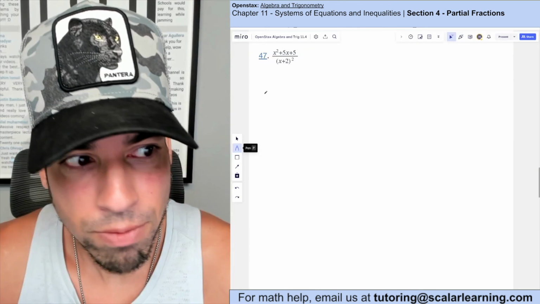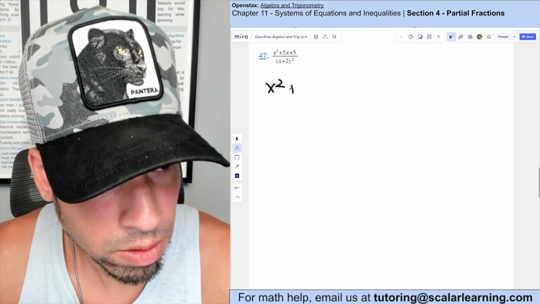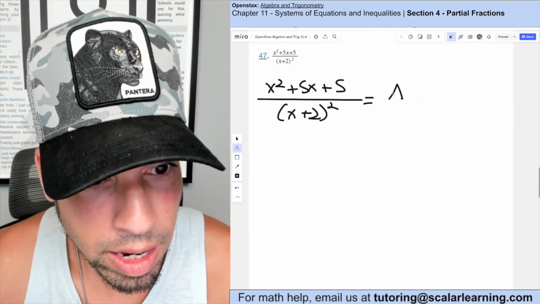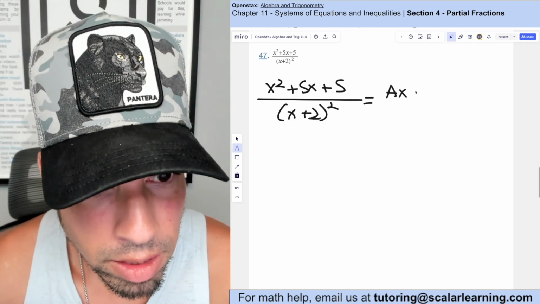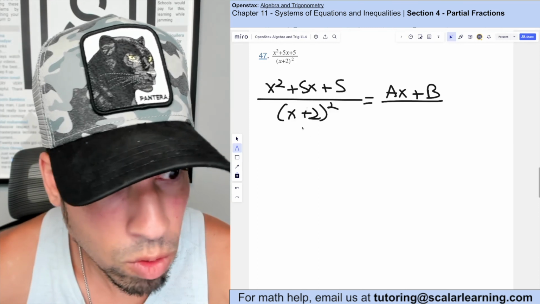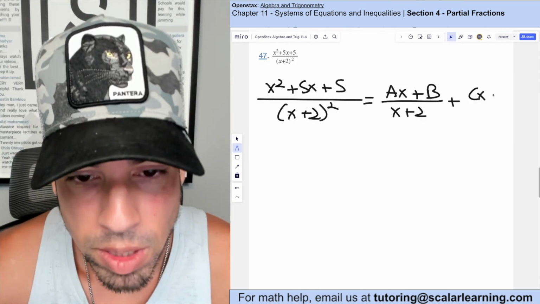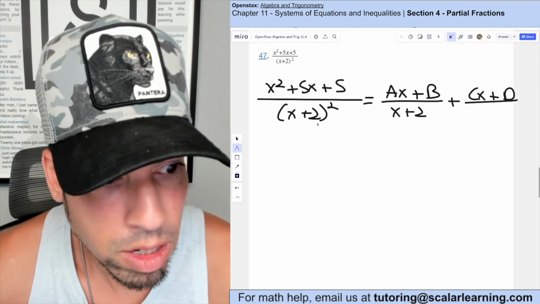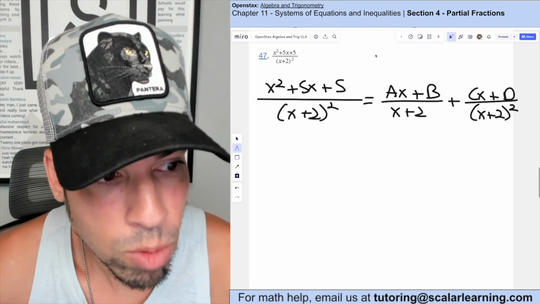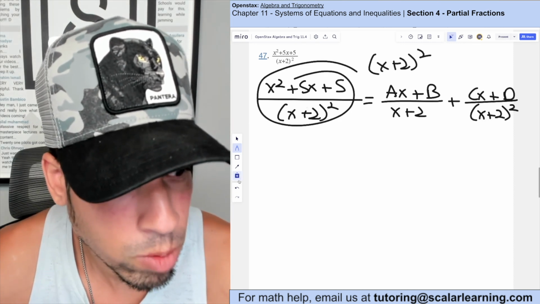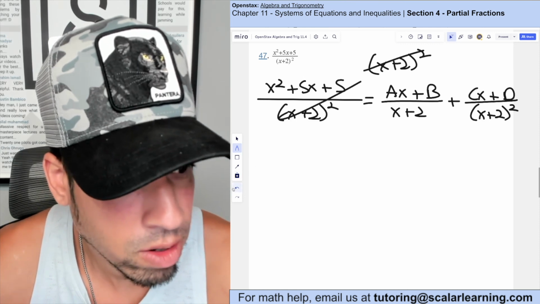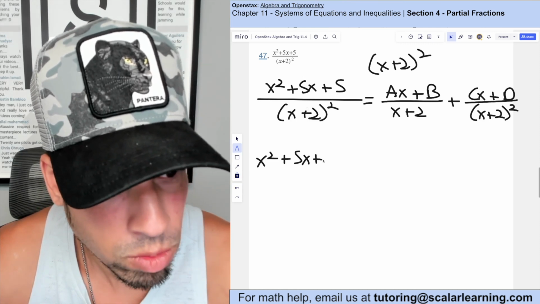Done. All right, for this one first, we're going to rewrite it down here. And what we're going to do is first we've got a over the original linear factor. Then we have ax plus b over what's inside the parentheses. And then we've got another linear factor, cx plus d over that squared. All right, now we're going to multiply both sides by that denominator, x plus 2 squared. Of course, when we multiply it here, these guys are going to cancel out. So we just have that nice numerator like so.